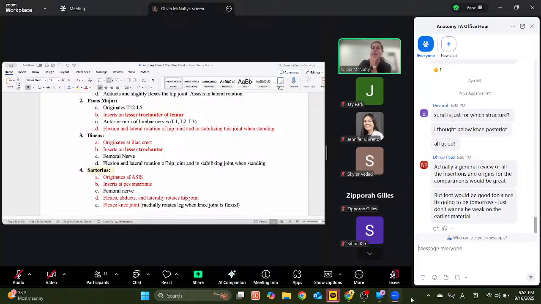Then sartorius, a big one, originates at the ASIS, so you can really easily palpate that on yourself. When you feel a nice little bump around your hip, that's your ASIS, and it inserts at the pes anserine. With the pes anserine, we have three muscles that attach there that we really care about, well, that only attach there. The pes anserine is sartorius, semitendinosus, and gracilis. So the pes anserine is basically the medial knee, very medial in there, and those three muscles attach there.